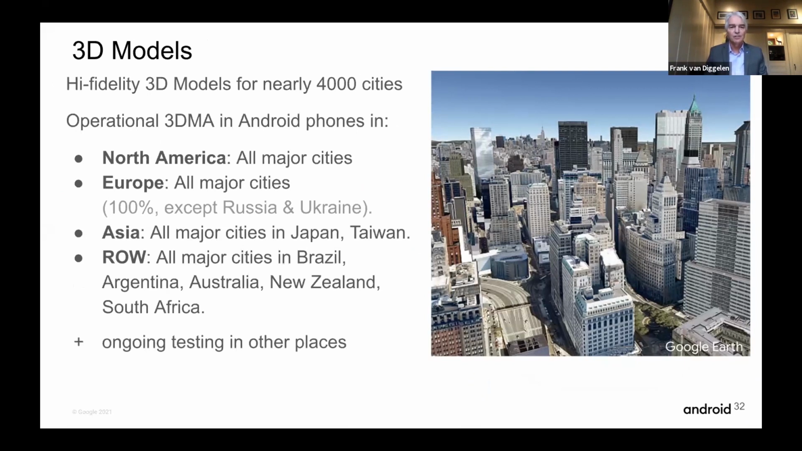We've deployed 3D model assistance for approximately 4,000 cities, covering all major cities in North America, Europe, Japan, Taiwan, Brazil, Argentina, Australia, New Zealand, and South Africa, and we have ongoing testing in other places not mentioned here.